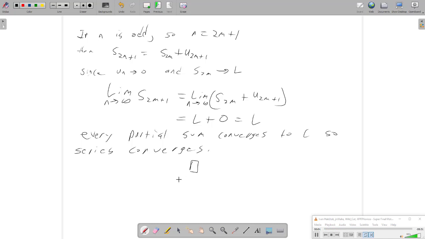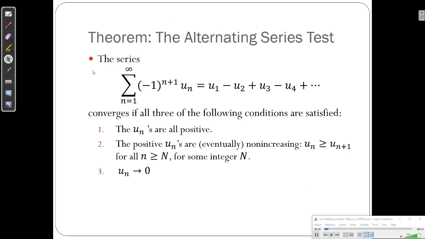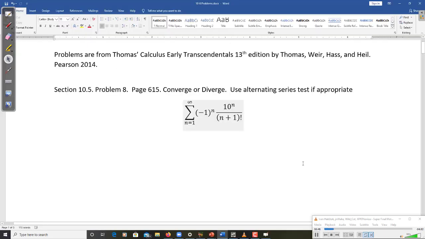It's a neat little proof, taking the even partial sums out like that and working with it. But that's the test. Let's go back and look at it. This is the test. So what we're going to do now is some exercises. Some of them may be using this test, some of them may not. So we're going to start off with this problem. This is problem 8 from section 10.6 in our textbook.